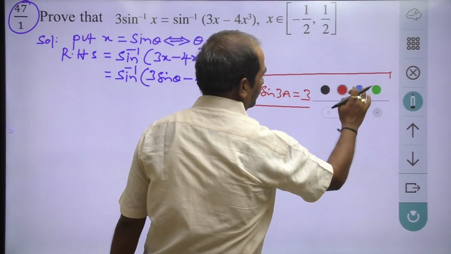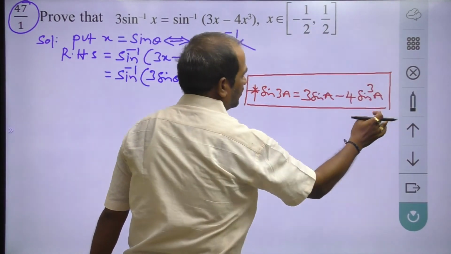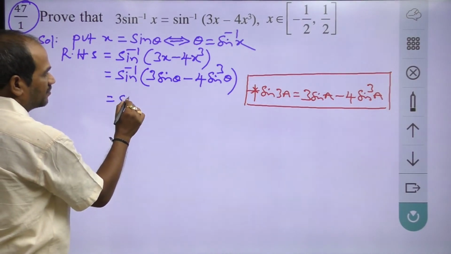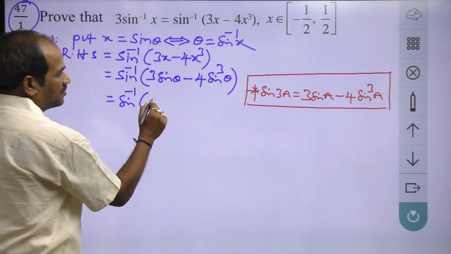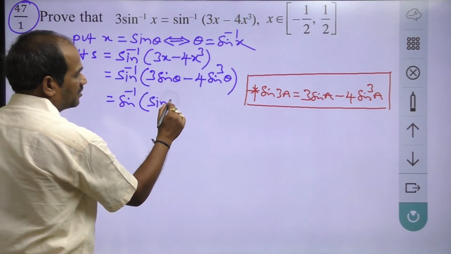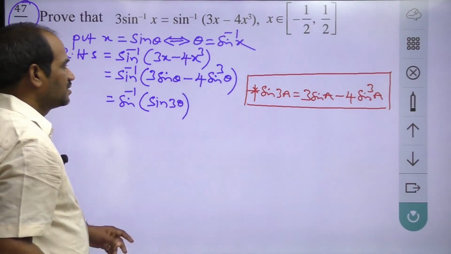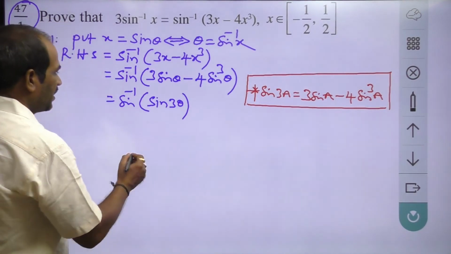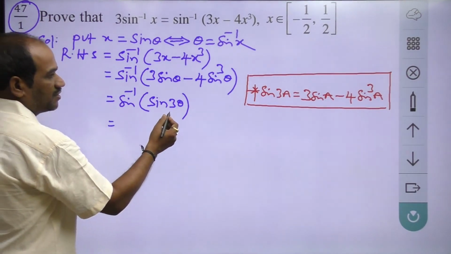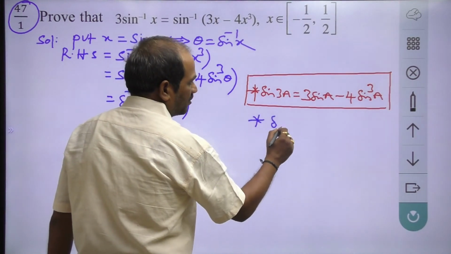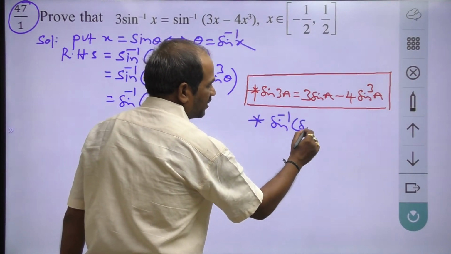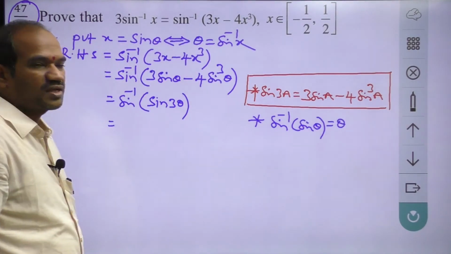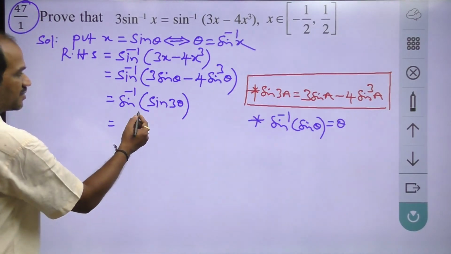Apply this formula here. So that is equal to sin inverse of sin 3 theta, using the sin 3a formula. Next, that is equal to sin inverse of sin theta, and sin inverse of sin theta is equal to theta.